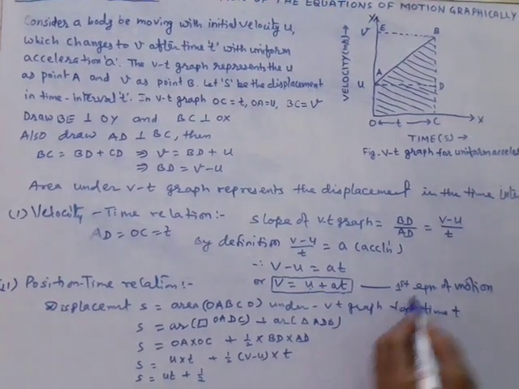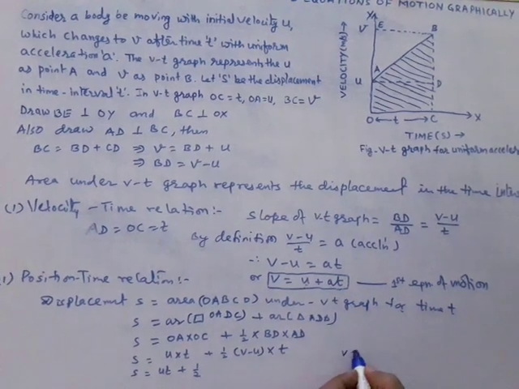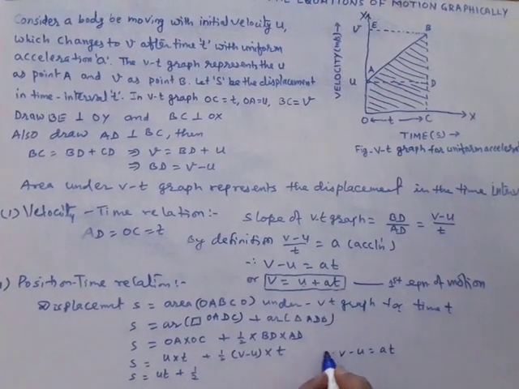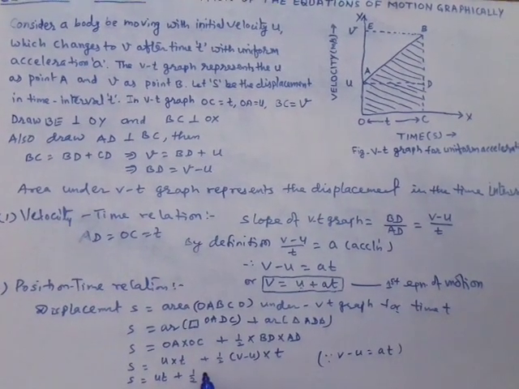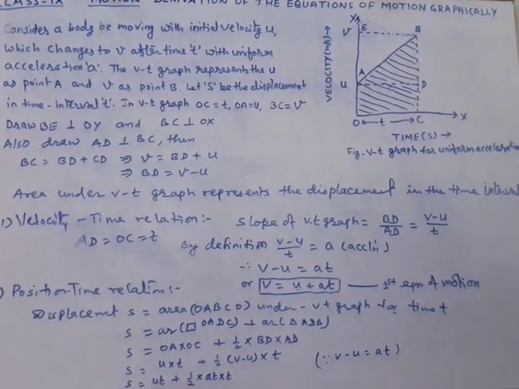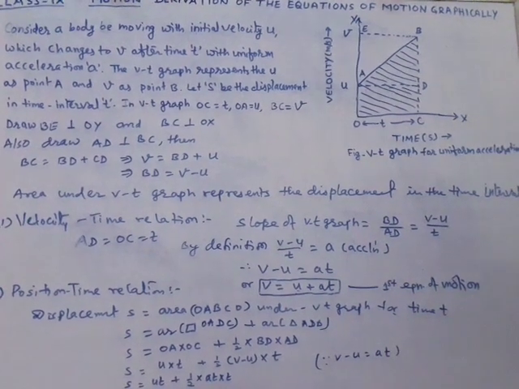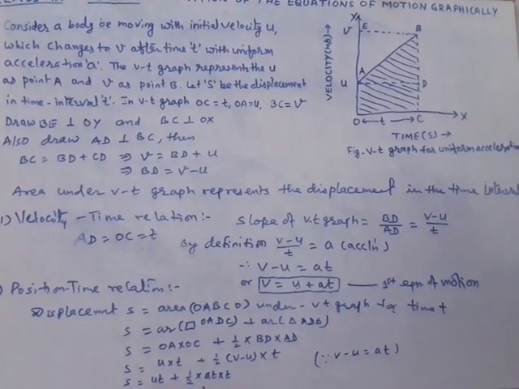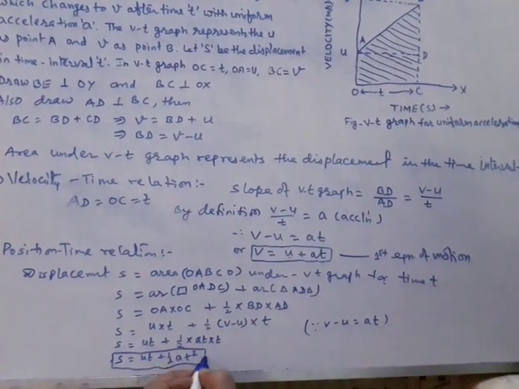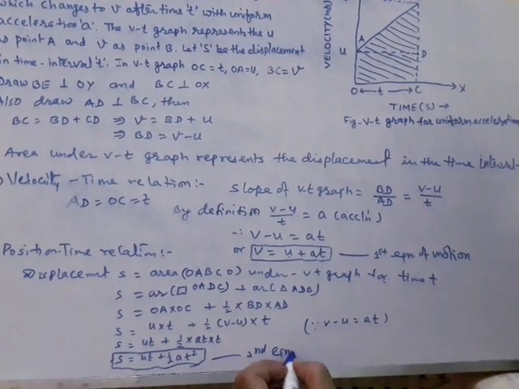Now V minus U from equation 1 is equal to AT. So we can write here V minus U as AT into T. This gives us S is equal to UT plus half AT square. This is the second equation of motion, or position time relation.